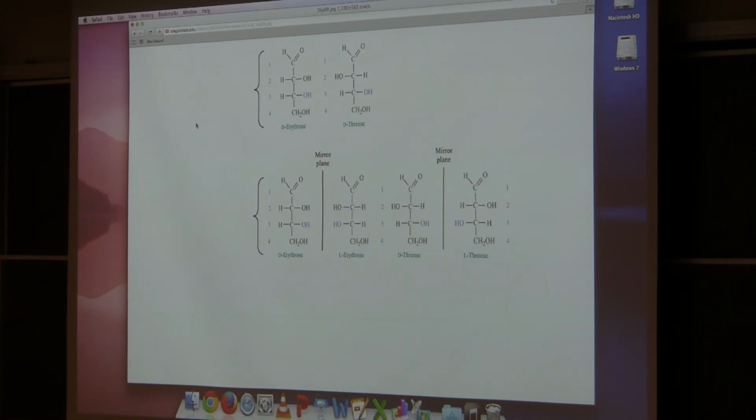Okay? D and L-threose are also enantiomers. Here's left-right, here's right-left. However, L-erythrose and D-threose are diastereomers. They're not mirror images of each other, but the configuration of their OHs is different. Okay? So these guys are diastereomers. D-erythrose and D-threose are also diastereomers.